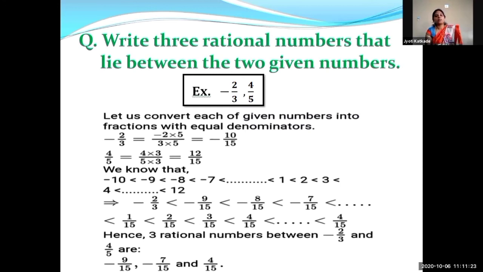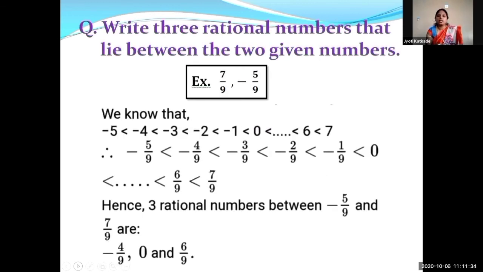Next example, -2. It's the same example as the next example from the practice set. Write the 3 rational numbers that lie in between the 2 given numbers, 7 upon 9 and -5 upon 9. Now, the denominator of both the fractions is the same. And when the denominator is the same, we have to only find numbers in between the numerator values.